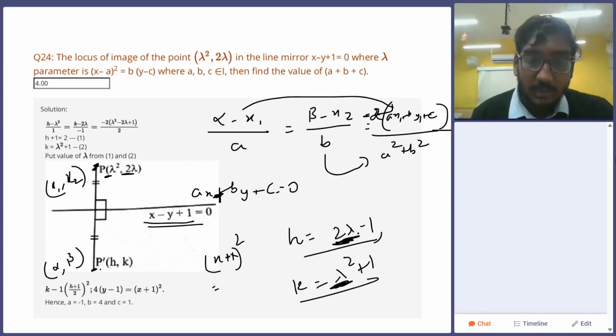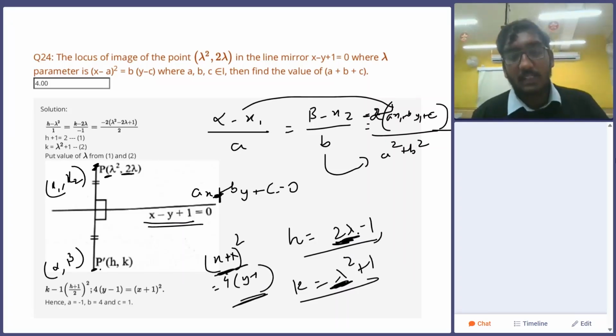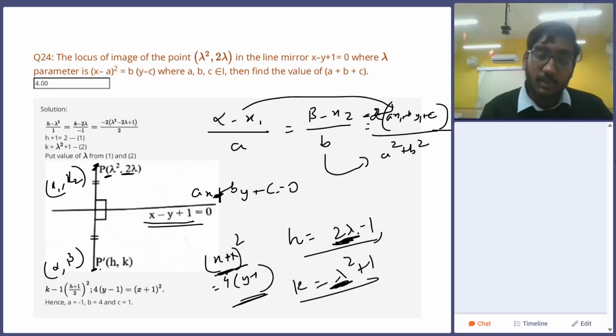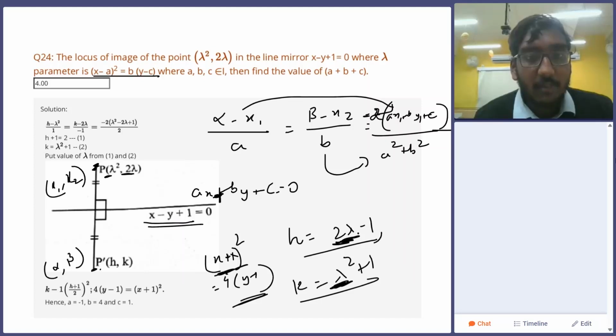So you just replace it as (x plus 1) the whole square equal to 4 into (y minus 1). This is what the equation is, okay? Just replace y as y minus 1 and x as x plus 1 in the equation of the parabola. You will get... they are asking values of a, b and c, okay?